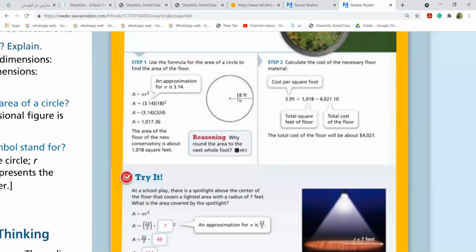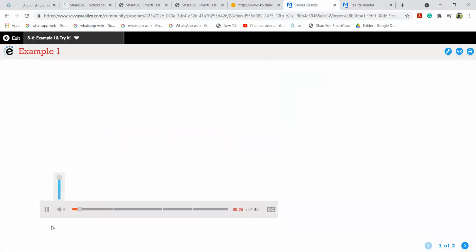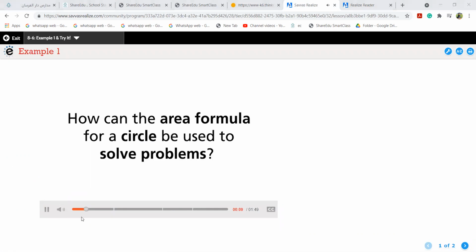Today I will explain what is the main difference between... How can the area formula for a circle be used to solve problems? Think about this question during the lesson. So last lesson we studied about the circumference of the circle, and this lesson we are going to study about the area of the circle. Last lesson was about circumference and this lesson is about area.